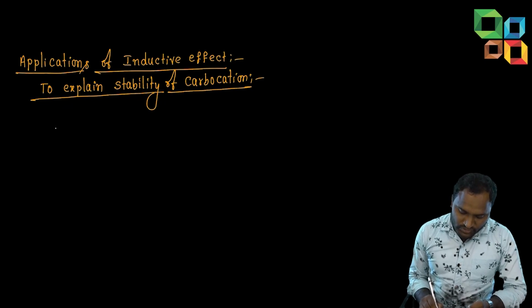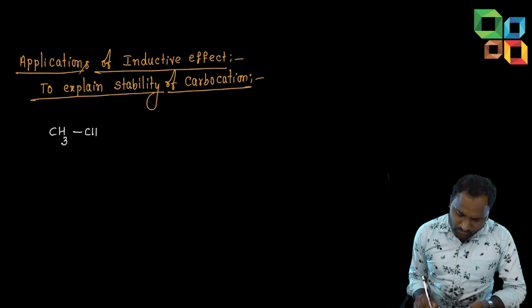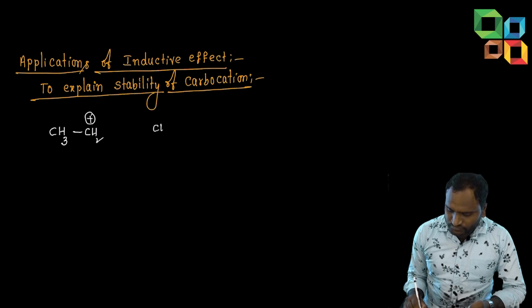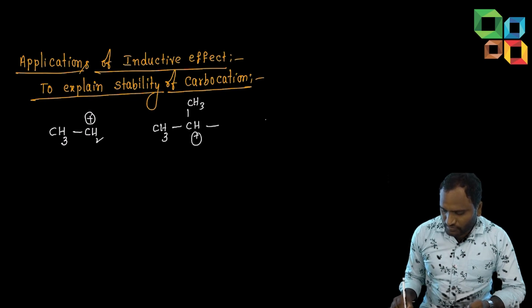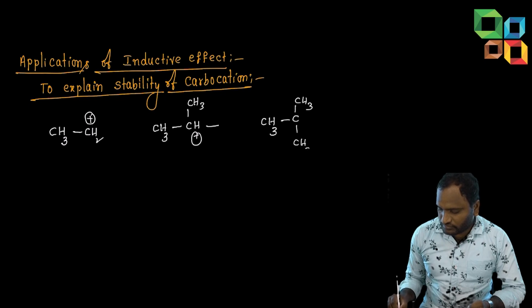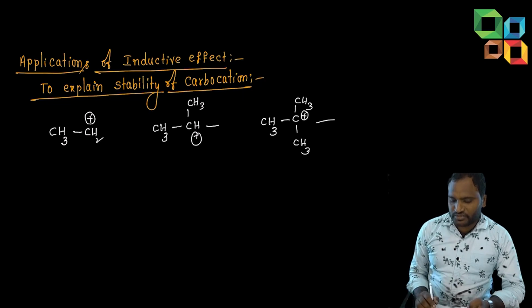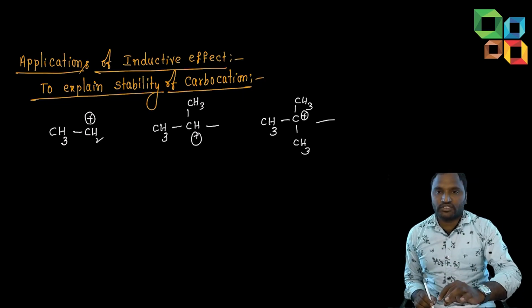Carbocation means, see students, CH3, CH2 plus. Stop writing, all of you. Listen carefully. Please keep your videos on. CH plus. Like this they'll give. These are the carbocations. Carbon with positive charge.